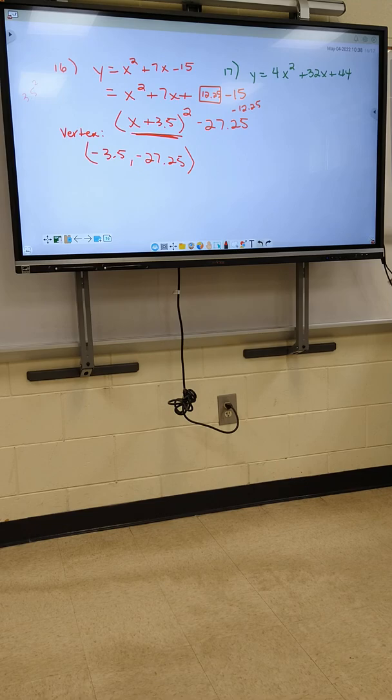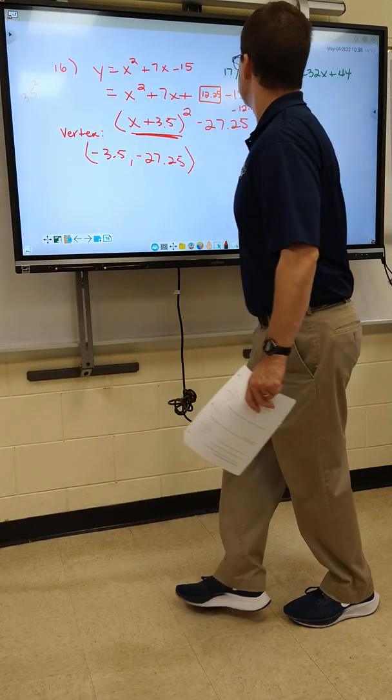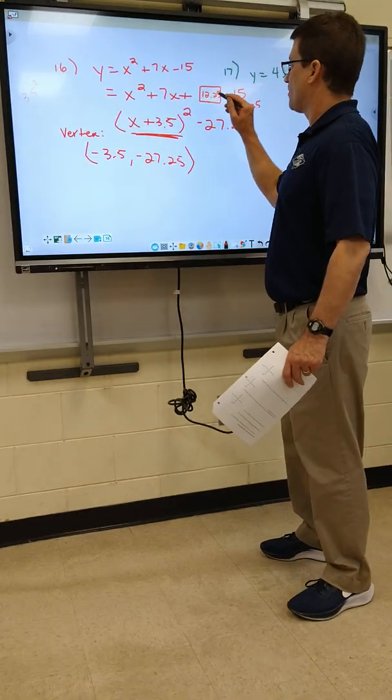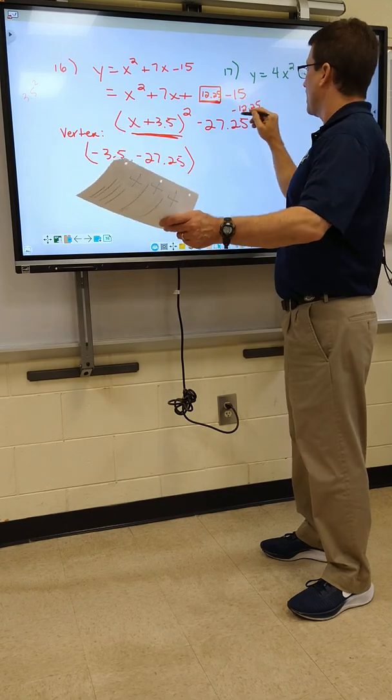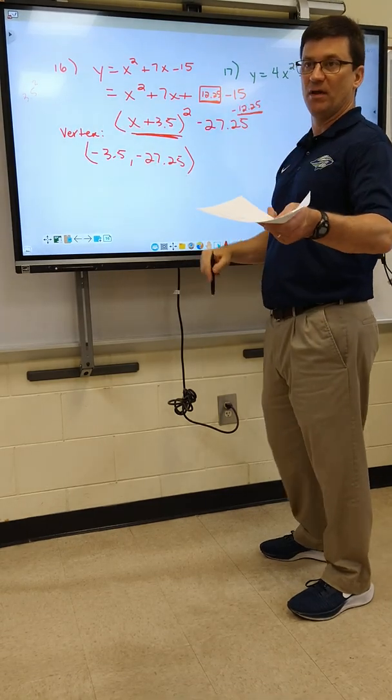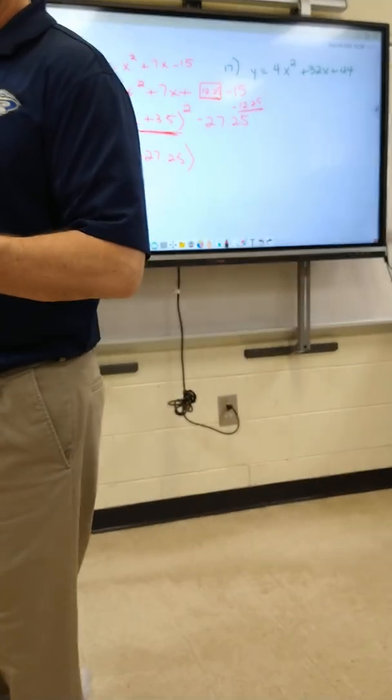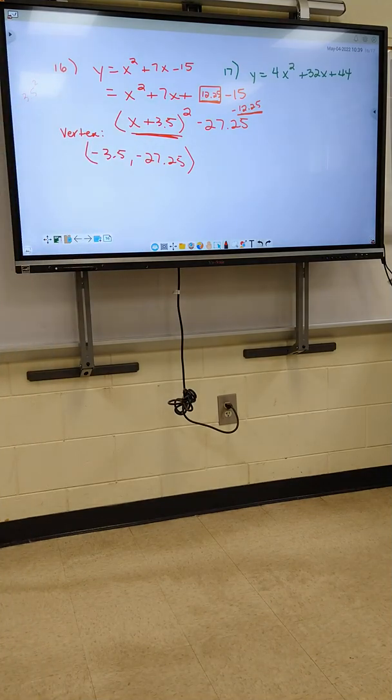Where are you getting negative 12.25 from? Okay. So you got a positive 12.25 here, right? So it's got to be a negative 12.25 here. Remember on the parabolas you flip the sign. All right, so it won't take near as long to do these because we don't have to graph them. You just find the vertex on 16, 17, that's it.